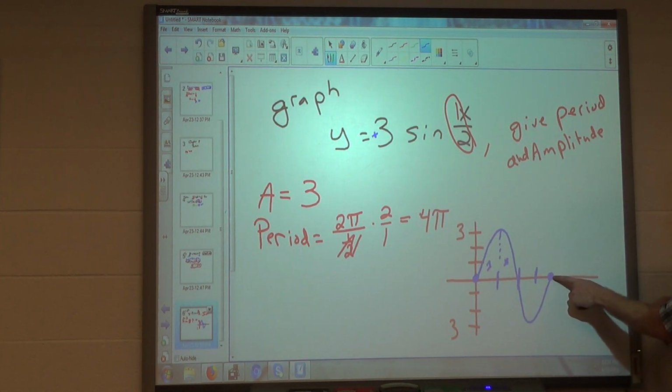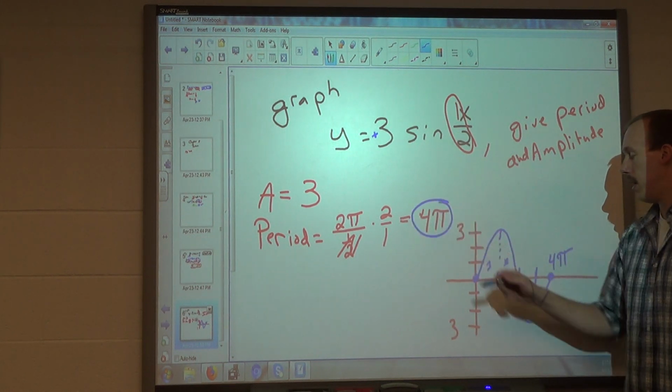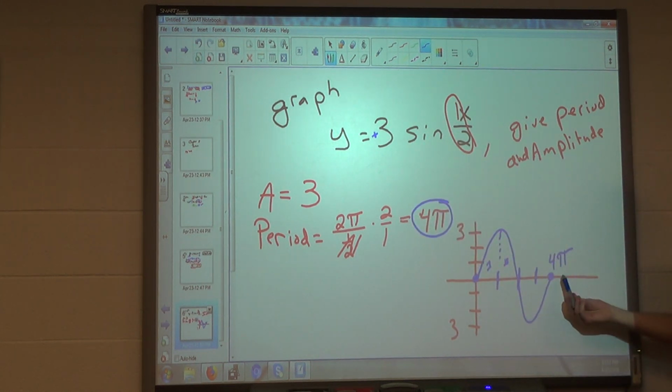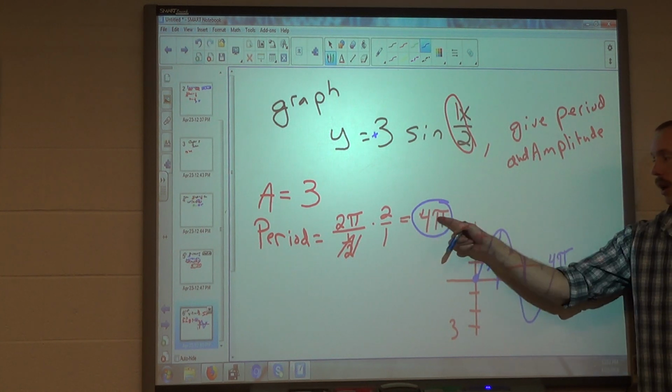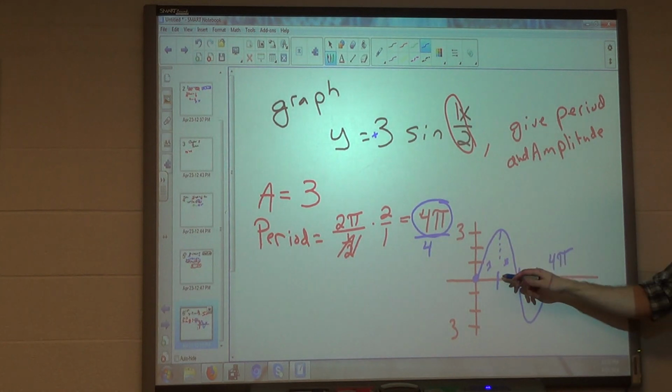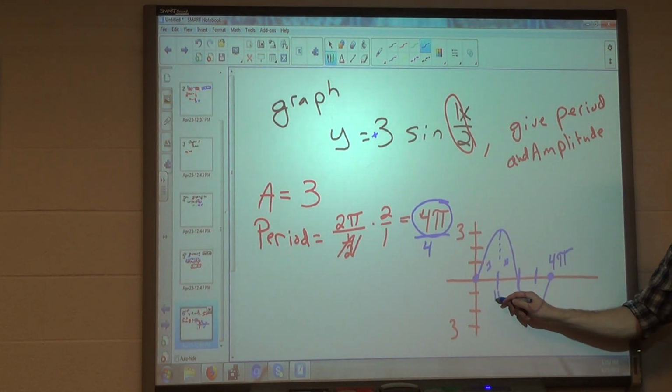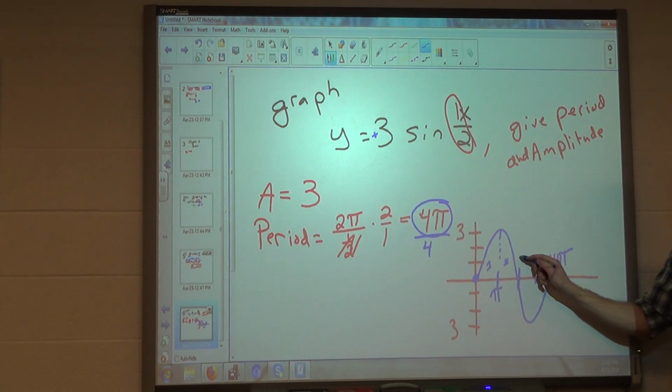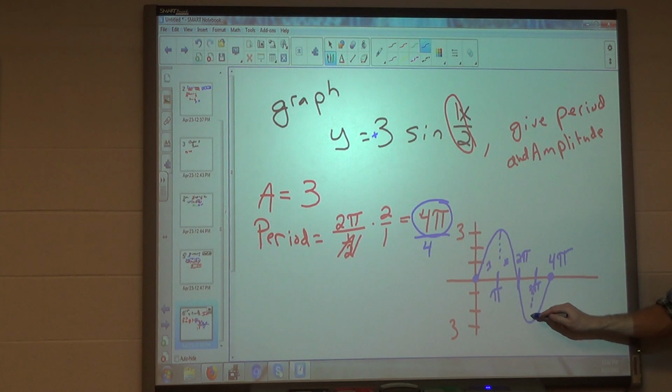So what's the final part right here? I know that right now. What is that? 4 pi, right? So if I take my period, my full cycle, and I split that into 4 equal parts, what would I do with this 4 pi then? Divided by 4, so what's each tick mark worth? A pi, right? So that's 1 pi, this would be 2 pi, this would be 3 pi, 4 pi. And again, if you want to split that into 4 quadrants, quadrant 1, quadrant 2, 3, and 4, there's my 4 quadrants.